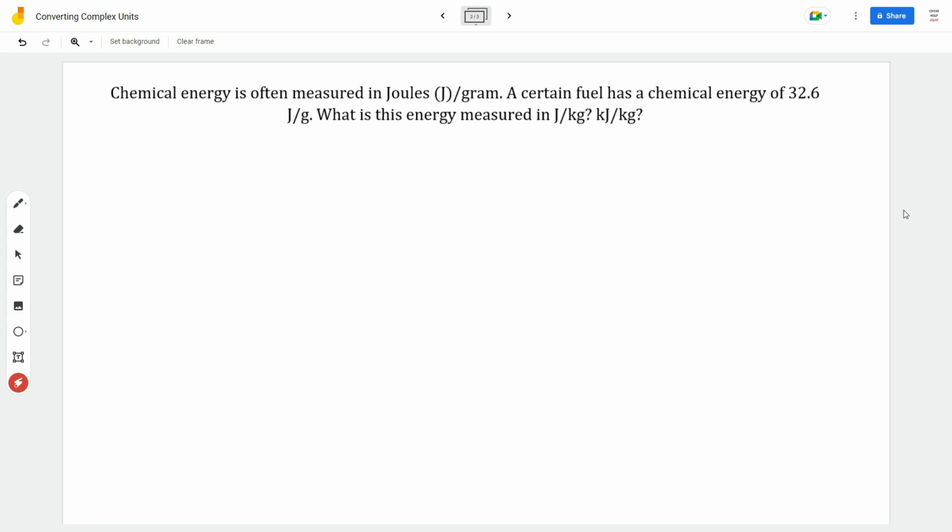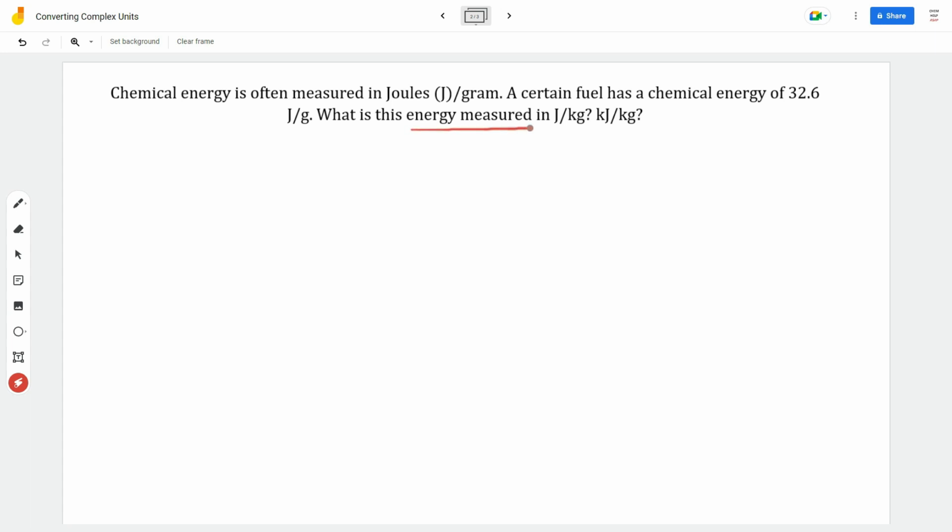Now, don't worry if you don't understand what chemical energy is, or maybe you don't know what joules are. That's totally fine, because all we're going to be doing is using prefixes to convert this. This, again, is part of the beauty of the metric system. You don't have to know what a joule is to convert it into like a kilojoule, because you know kilo means 1,000.